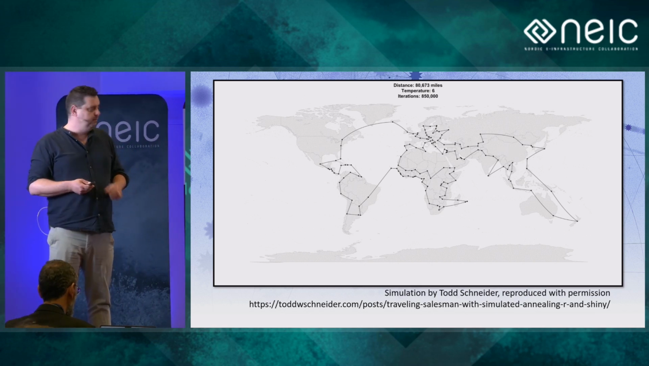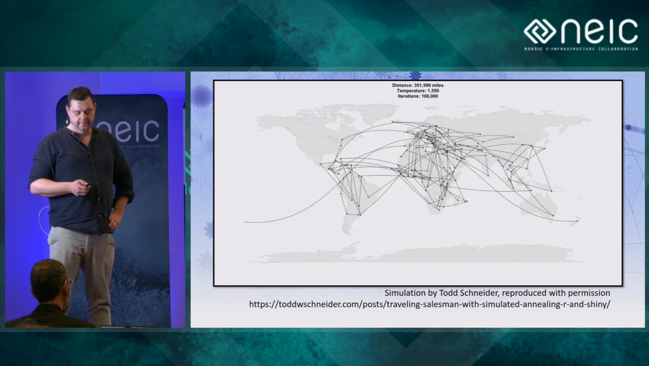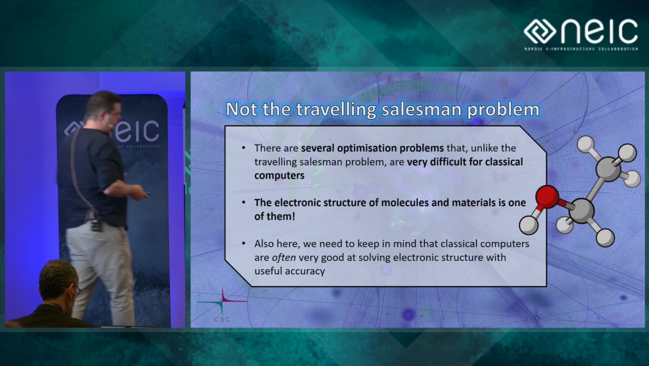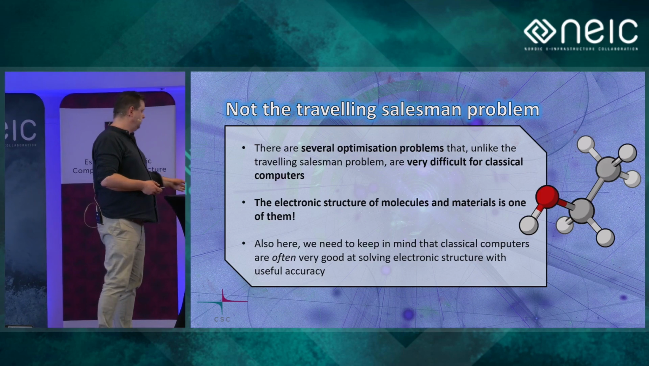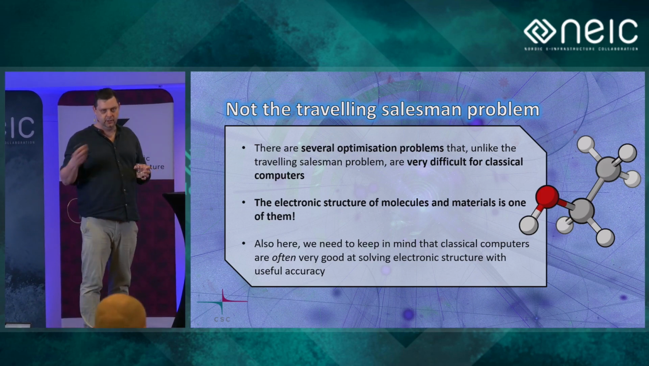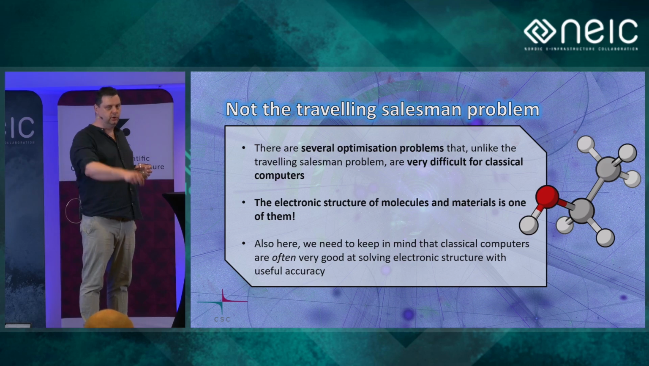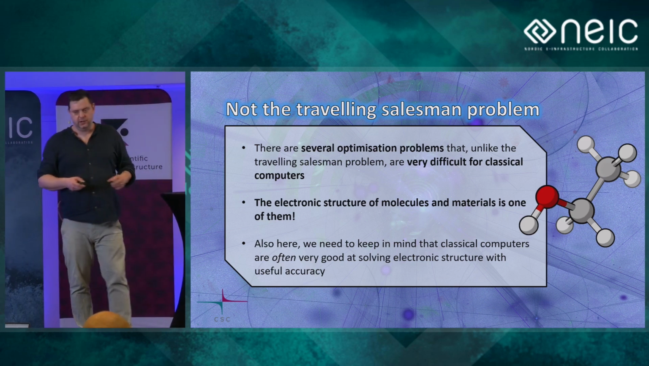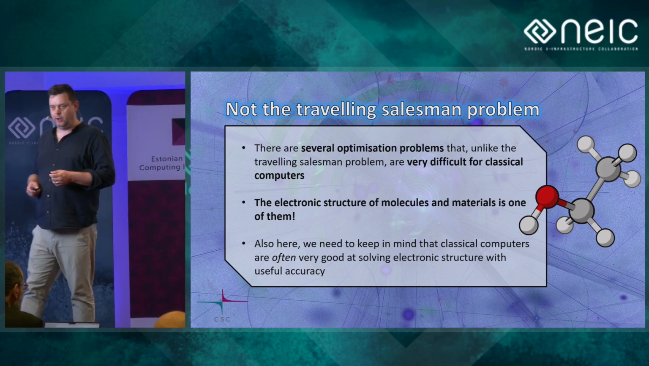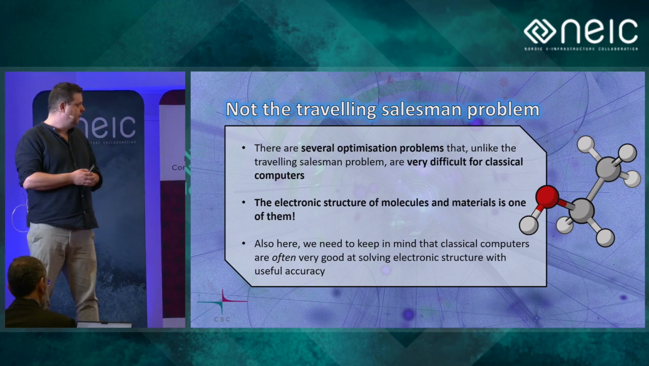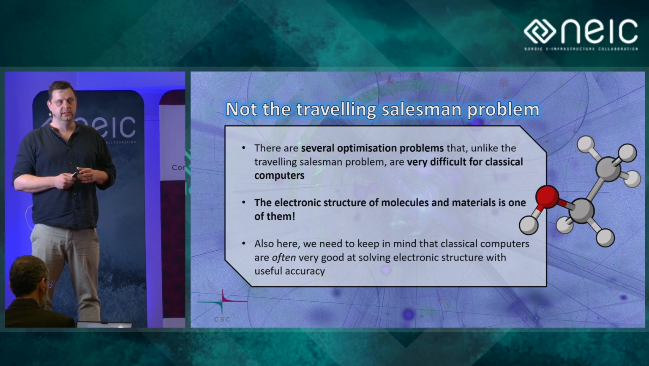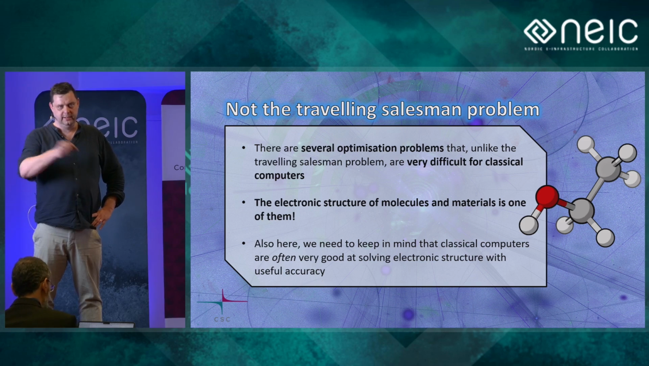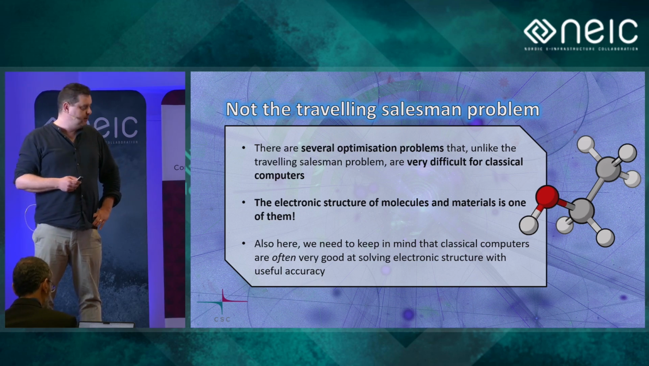HPC has, of course, been developed now for decades, and classical computers are very efficient at many problems. But then there's another optimization problem that is not the traveling salesman problem. There are lots of optimization problems that do not have efficient classical solutions. And one of these is the electronic structure of molecules and materials. So how do the electrons interact with each other in order to make up the properties of any molecule, any material, any drug molecule or solar panel or whatever. So this is a highly complex quantum mechanical problem.